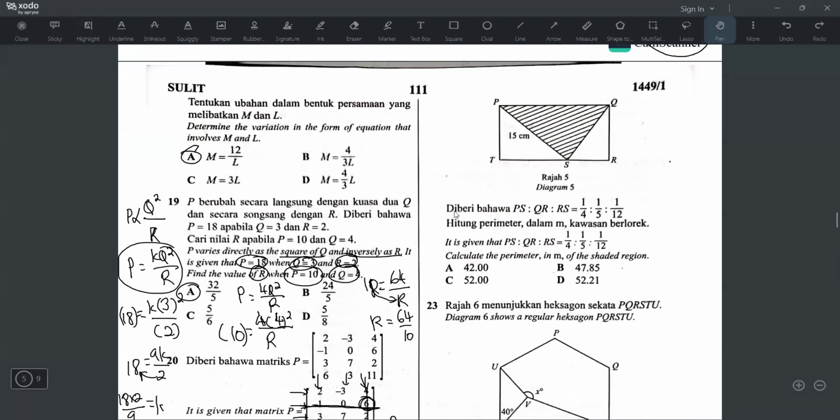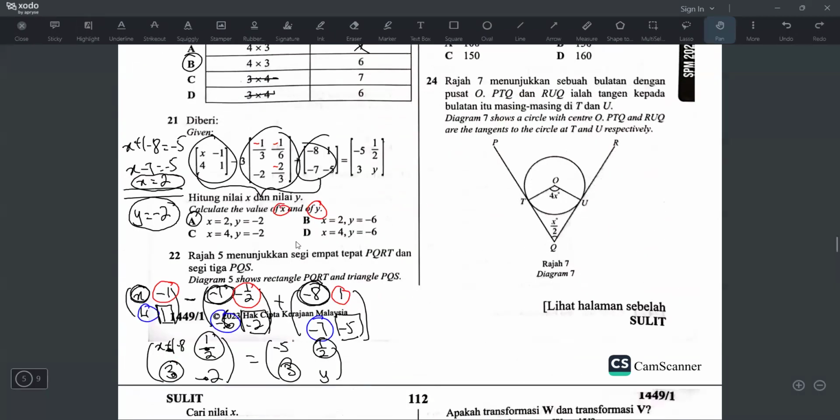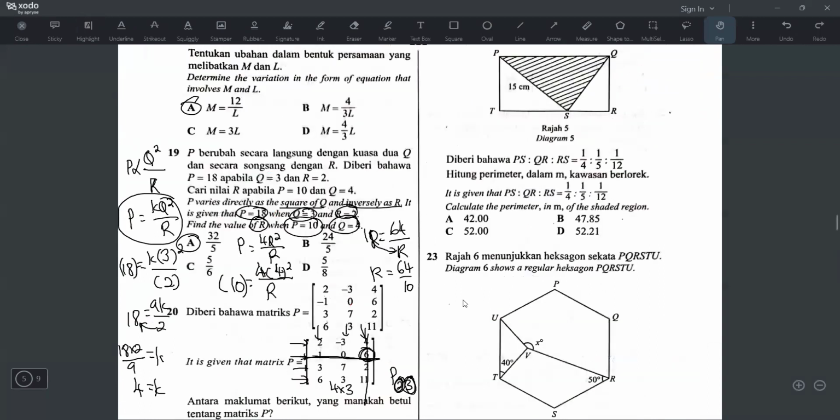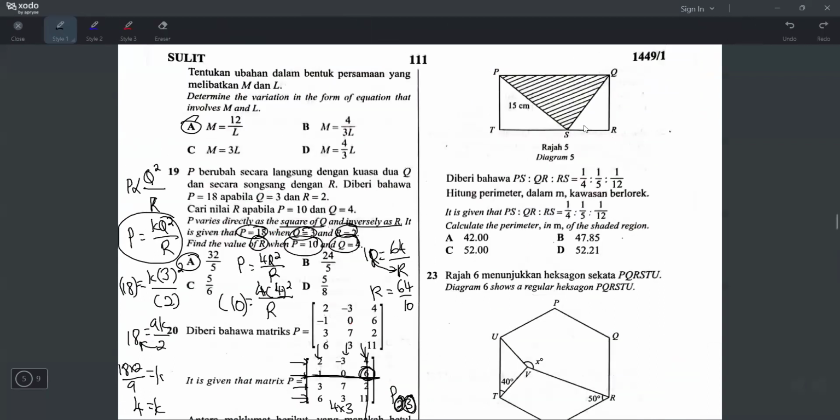Okay, let's do number 22. Oh, where's the soalan? The soalan dekat bawah sini. Okay, diagram 5 shows rectangle PQRT and triangle PQS. Okay, tak ada information dekat sini. So, boleh skip. So, okay, I'll do it up here. So, bagi diagram. Okay, it is given that PS ratio QR ratio RS is 1/4, ratio 1/5, ratio 1/12. Calculate the perimeter in meter of the shaded region. Oh, in meter.